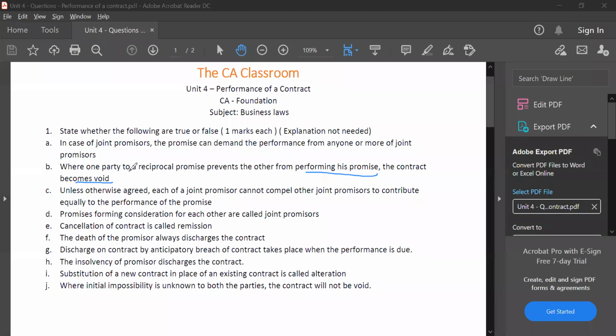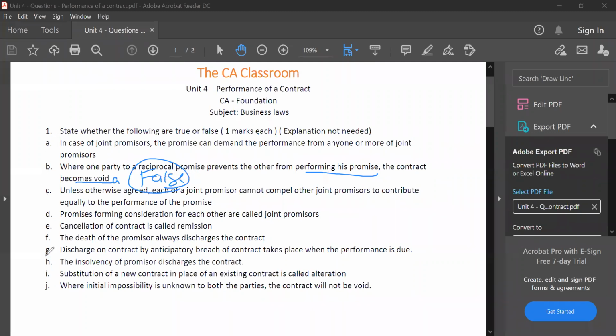Correct. See, where one party prevents the other party from performing the promise, the contract becomes voidable. This is given in page number 1.69, point number 3. So the answer is false. This statement is false, correct? Yes, sir. It's voidable, right? Yes, it is voidable. Since the statement is saying the contract becomes void, the answer is false.